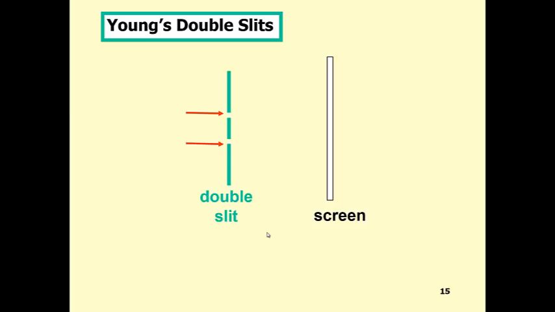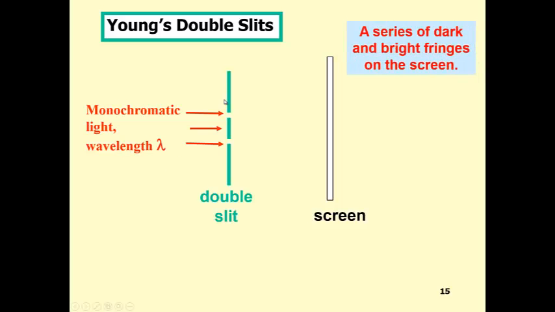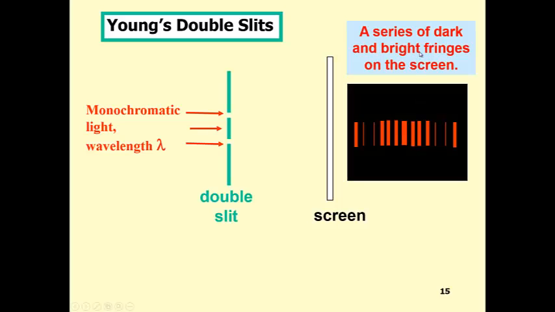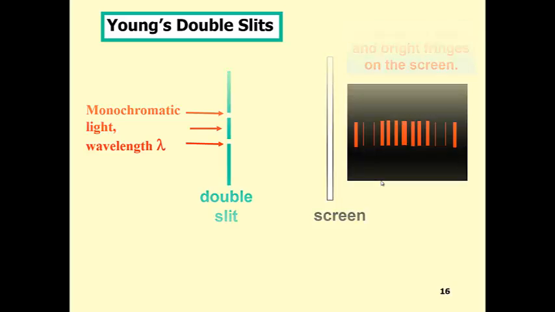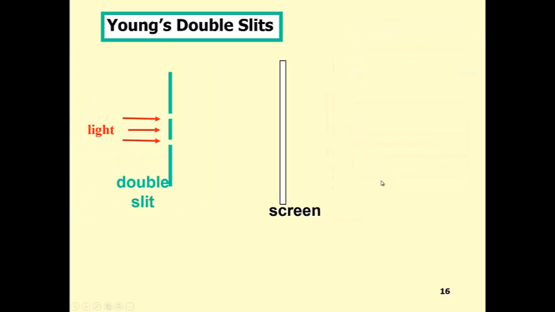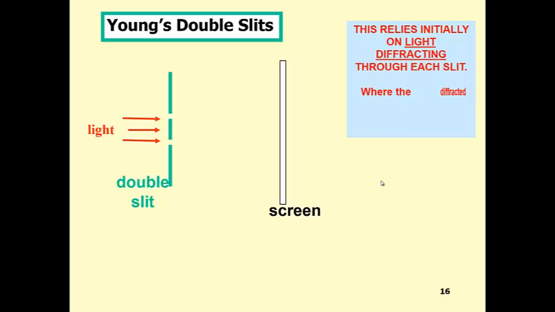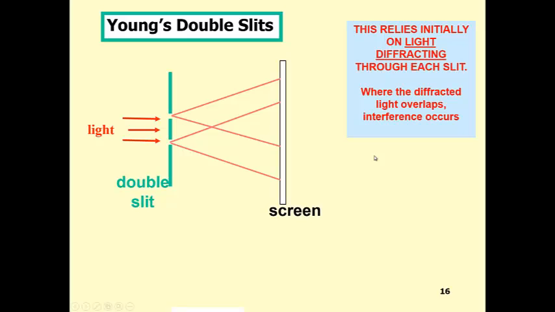One of the examples that we have for interference is Young's double slit experiment, which you'll be doing as a prac. So the idea behind this is that you have monochromatic light at a certain wavelength, in phase, incident on two slits. And what you find is a series of dark and bright fringes on the screen. What's happening? Well, if we have a look at it in this way, our light's going through and it relies on the light diffracting through each slit. And when the light overlaps, you get interference, just like in the ripple tank.